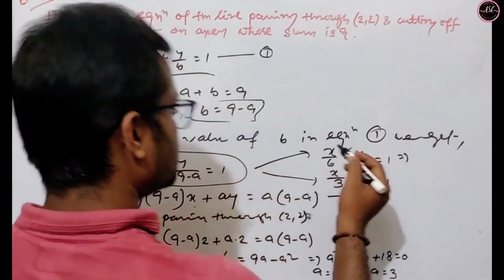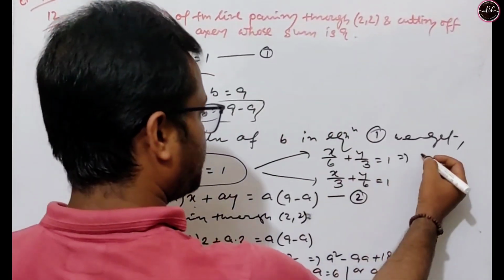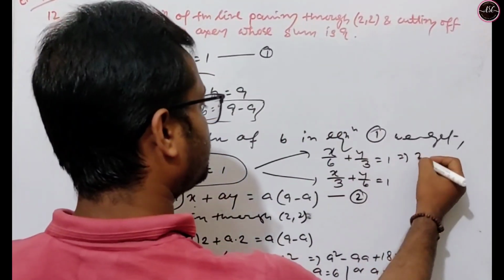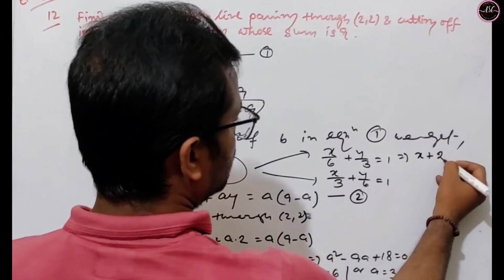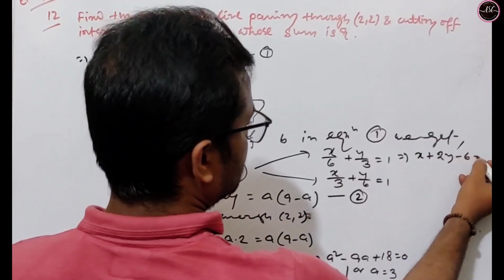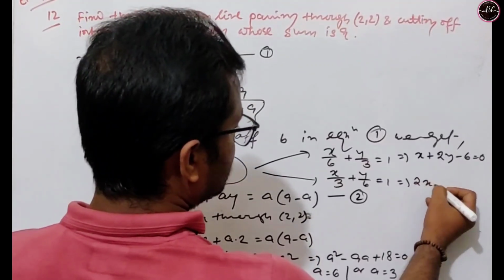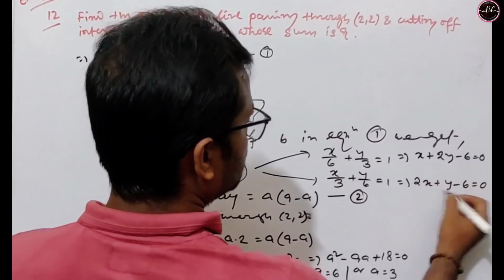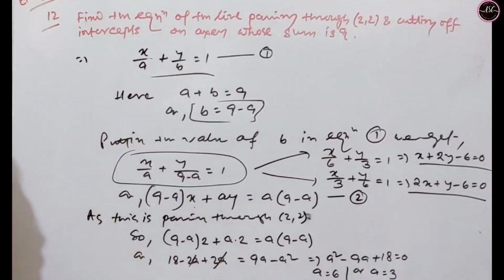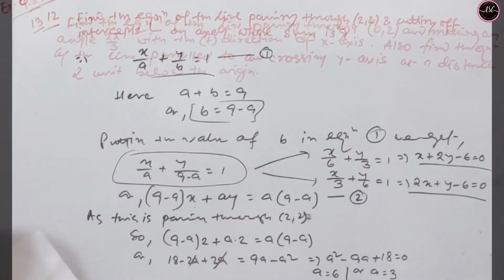So, if we solve this, we get x plus 2y minus 6 equal to 0, and here 2x plus y minus 6 equal to 0. So, two types of equation we will get. Okay. Then look at this question.